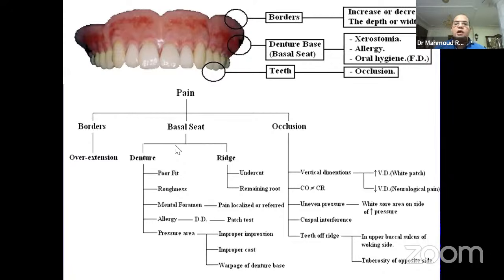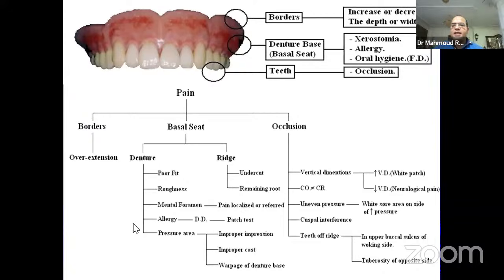The causes from the denture may be poor fit, or roughness in the fitting surface of the denture. It may cause irritation and pain for the patient. Pressure on the mental foramina causes pain, localized or referred to other areas. Allergy from polymethyl methacrylate is very common. We see an allergy from polymethyl methacrylate and from metallic dentures also.